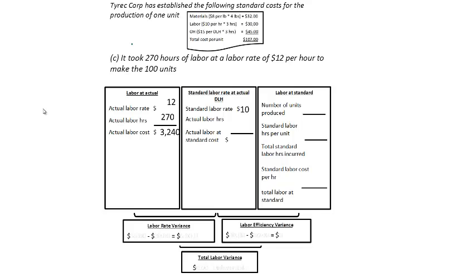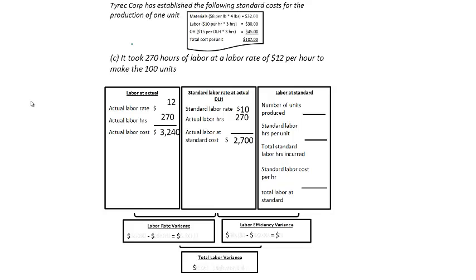So our standard labor rate is $10 an hour. The actual direct labor hours that we used was 270. So the actual labor at standard cost is $2,700. So now we compare the labor that we actually incurred to $3,240.